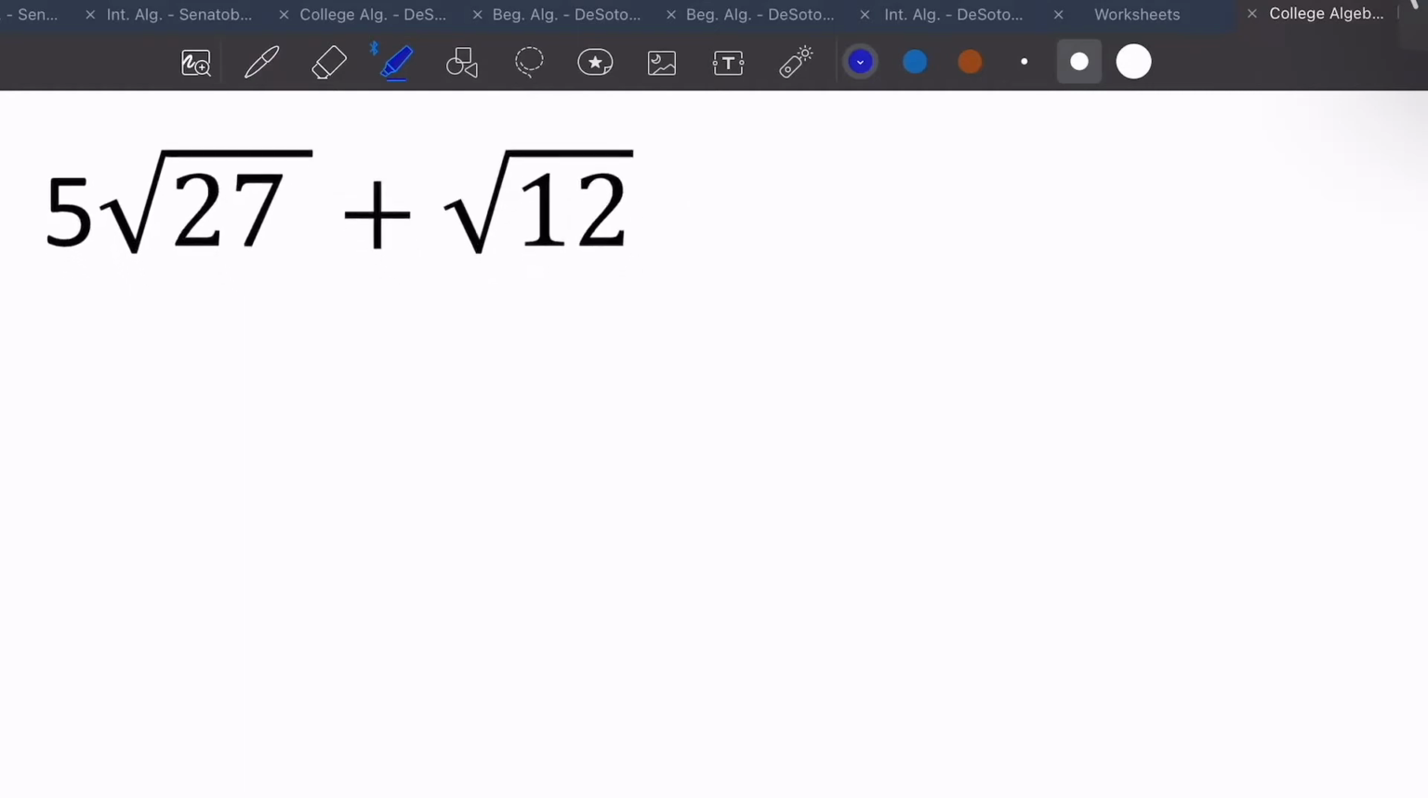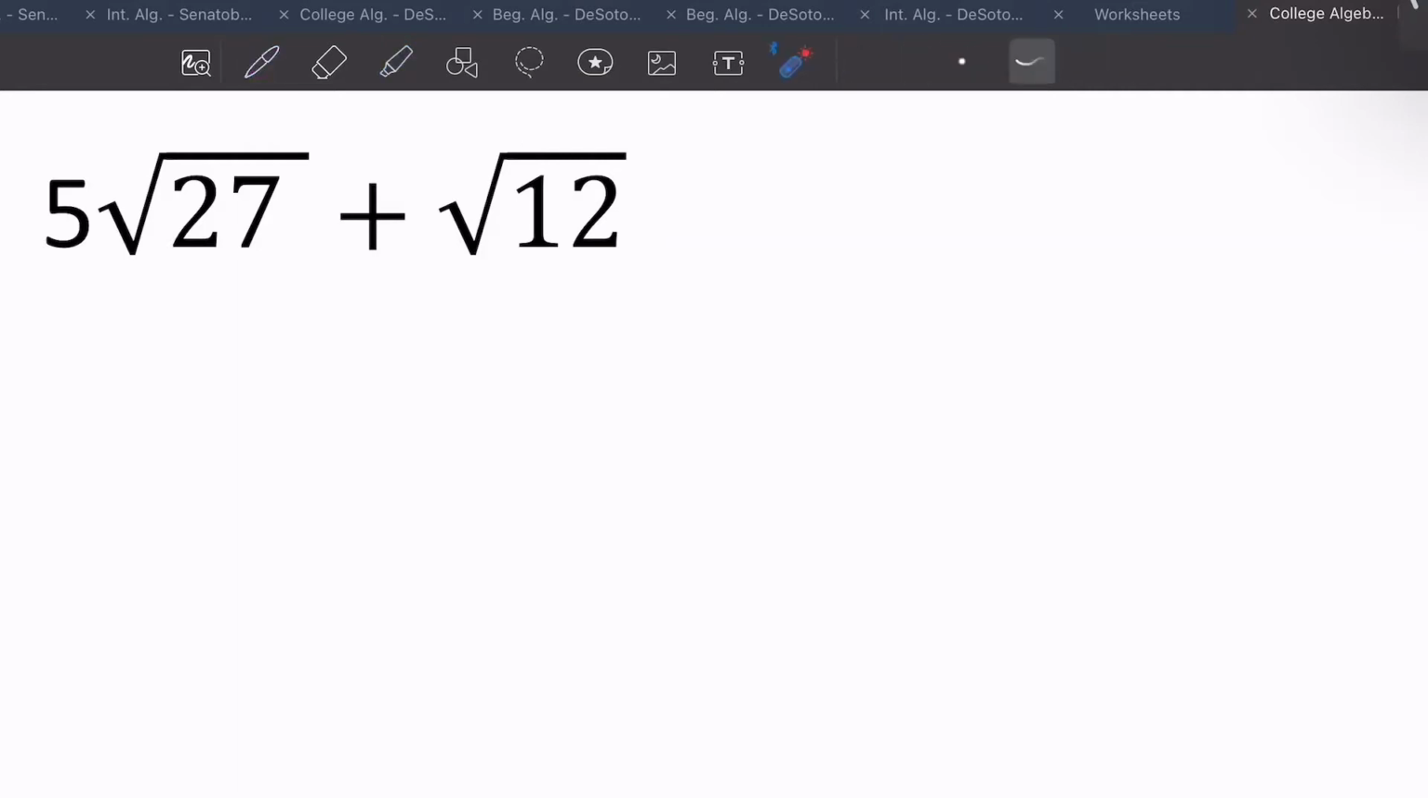All right, let's look at this one. 5 on the square root of 27 plus the square root of 12. Well, you say, nope, we can't do that. They aren't the same. The square root of 27 and the square root of 12 are not the same. And if you told me that, I would say that you're right. But there's something that we can do. There's a rule that we have. There's a tool in our toolbox that says, hey, I have some factors of 12 that can simplify this guy.